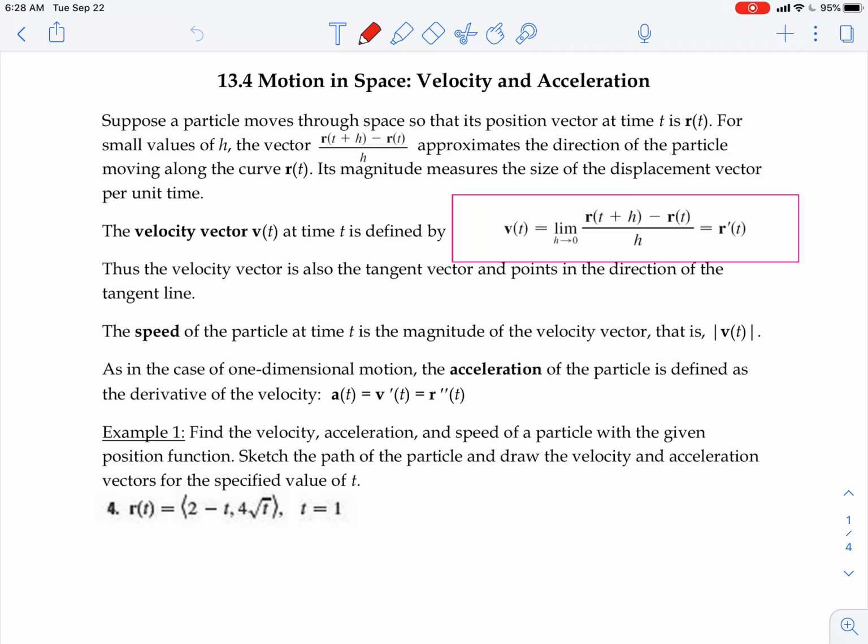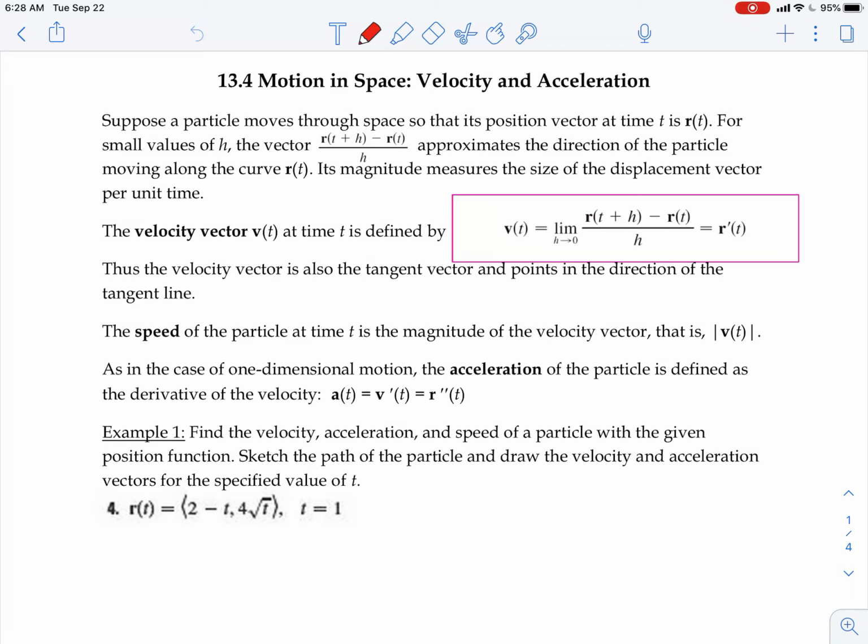So the velocity vector v of t at time t is defined by, so here's just the limit definition of the derivative, and so we get v of t is equal to r prime of t, just like it is in two dimensions. Thus, the velocity vector is also the tangent vector and points in the direction of the tangent line. So velocity vector, tangent vector, same thing. And then the speed of the particle at time t is the magnitude of the velocity vector. So again, just like in Calc 1, Calc 2, the magnitude of our velocity is going to be the speed. But in this case, we say velocity vector.